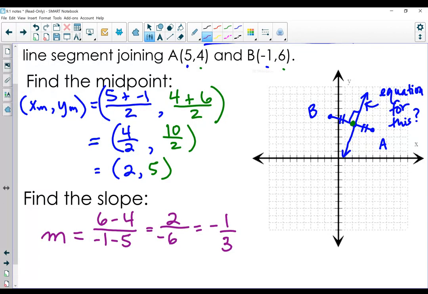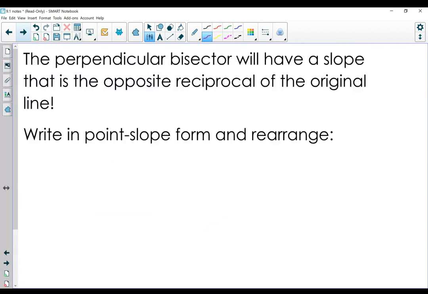So let's go ahead and change pages. So my perpendicular bisector will have a slope that's the opposite reciprocal. So if my slope right now is -1/3, then my perpendicular slope will be the opposite. So instead of a minus, I'll have a plus, and we'll have to do the reciprocal. So the reciprocal of 1/3 would be 3/1. So that means the perpendicular slope I'm looking for is just 3.